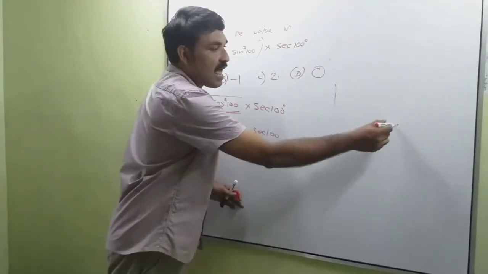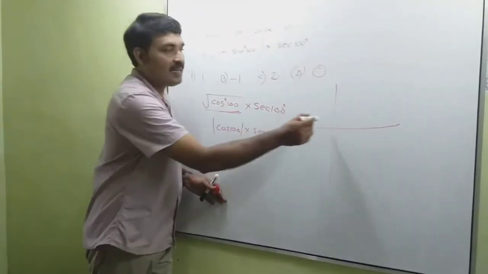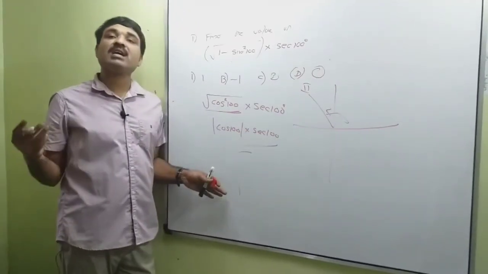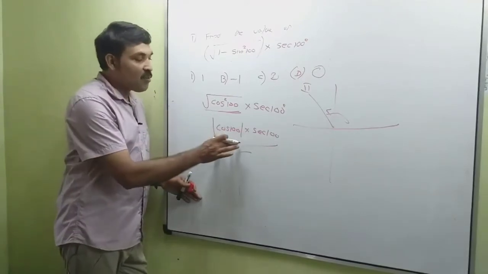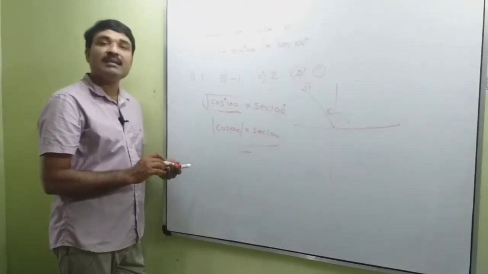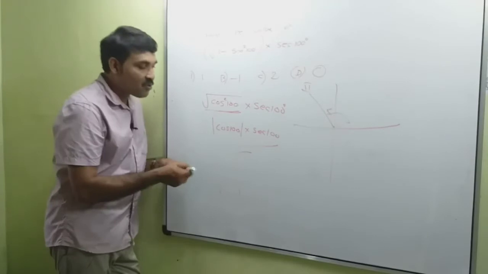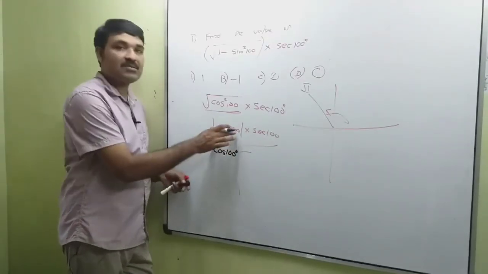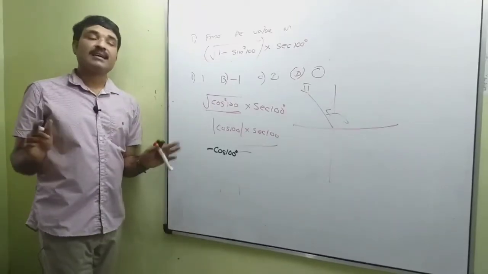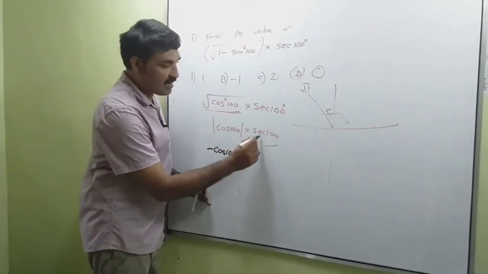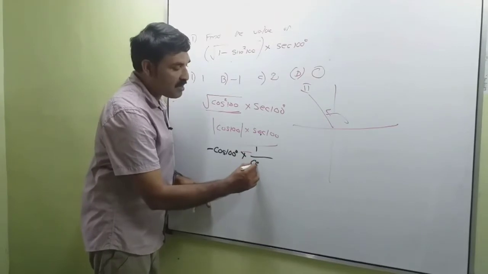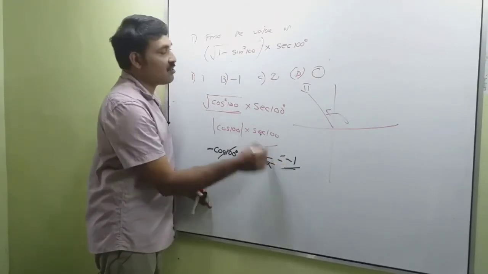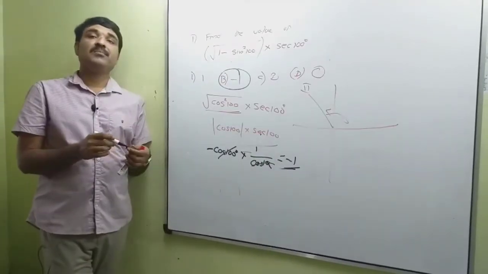Since the angle 100 degree lies in the second quadrant, and in the second quadrant cosine is negative, mod of cos 100 degree is equal to minus cos 100 degree, this into sec 100. Sec 100 is equal to 1 by cos 100. This and this will cancel. So this is equal to minus 1. So answer is B, that is equal to minus 1.